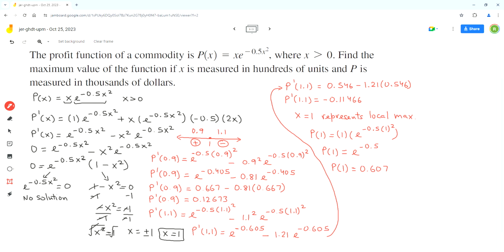Now as per the problem, P represents thousands of dollars. So therefore, the value of the maximum profit in dollars will be 0.607 times 1000, which is equal to approximately $607. So that means the maximum value of the profit is $607. So this should be the final answer for this problem.